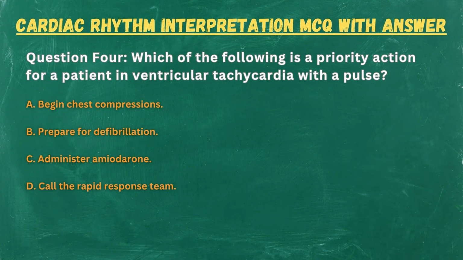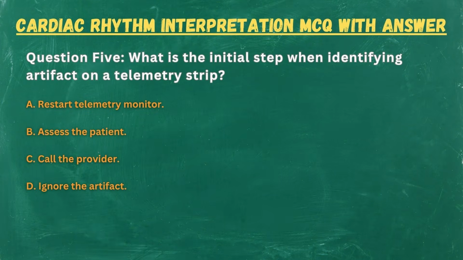Question 4. Which of the following is a priority action for a patient in ventricular tachycardia with a pulse? A. Begin chest compressions. B. Prepare for defibrillation. C. Administer amiodarone. D. Call the rapid response team. Answer: C. Administer amiodarone.